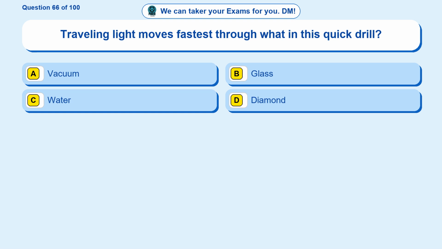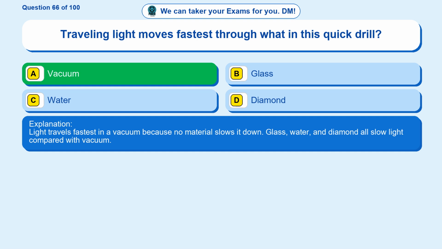Question 66. Traveling light moves fastest through what in this quick drill? Option A, vacuum. Option B, glass. Option C, water. Option D, diamond. The correct answer is option A. Vacuum. Light travels fastest in a vacuum because no material slows it down. Glass, water, and diamond all slow light compared with vacuum.